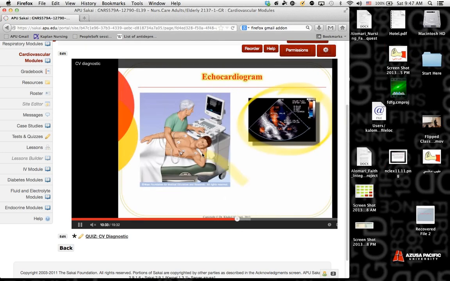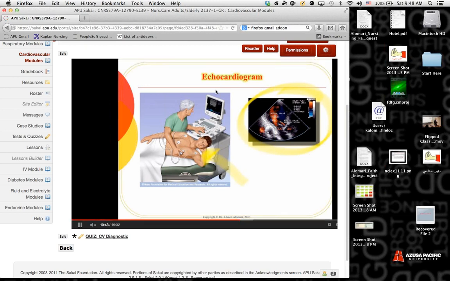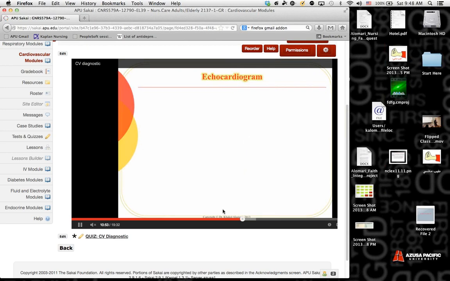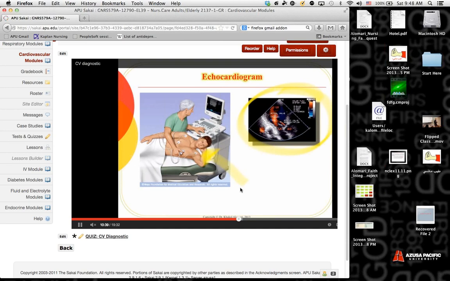Echocardiogram, you need to know that, first of all, this is a non-invasive procedure. It uses ultrasound, so it's not an X-ray. So any procedure that uses ultrasound is safe because it doesn't have an X-ray. So if you have a patient who's pregnant, can you use echocardiogram? Yes, because it's ultrasound. It's not an X-ray, so it doesn't affect the fetus.